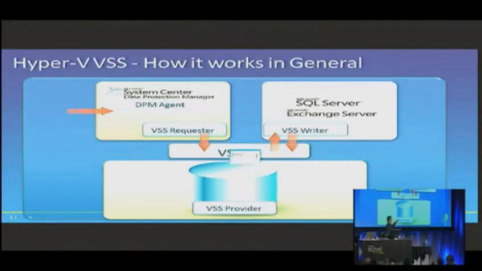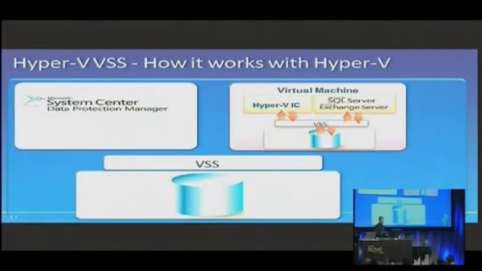Hands it back off to VSS. VSS stores a temporary copy out in the VSS provider. The VSS provider then tells the VSS requester, here's your data. And the data automatically makes its way back to the backup server. That's how VSS works. Now, let's put Hyper-V back in the equation again. Turns out it's the same equation twice.